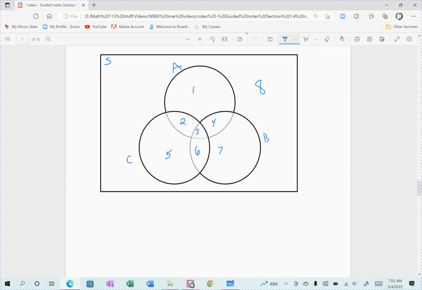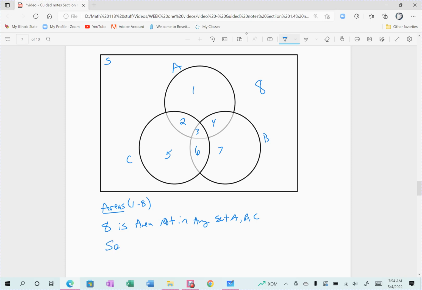First of all, I'm going to talk about this 8 out here, what that 8 represents. Region 8 doesn't represent people or things, it's region 8. So 8 is the area that is not in any circle, set A, B, or C. So it's not in set A, not in set B, not in set C. So that spot 8 would represent anybody or anything that is not in whatever the 3 sets are.